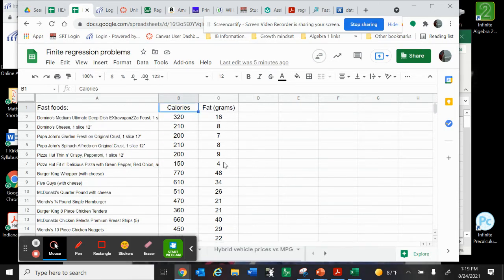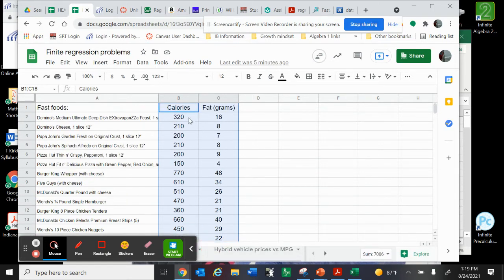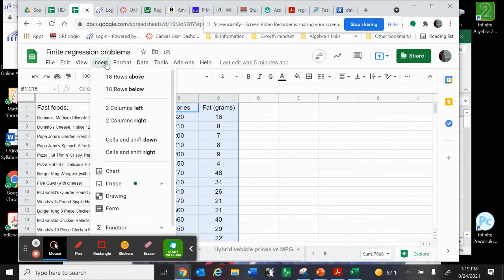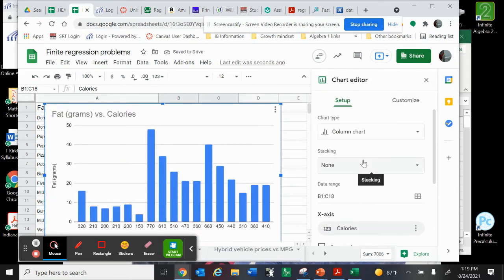Okay. So it's really easy. All you do is highlight. So you're going to hold down your mouse and highlight the data. So I have all the data, including the title, and go to insert and down to chart. Okay. And it's going to pick a chart for you. But this is not the chart we want.